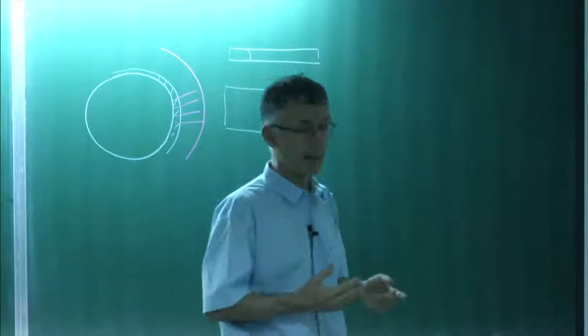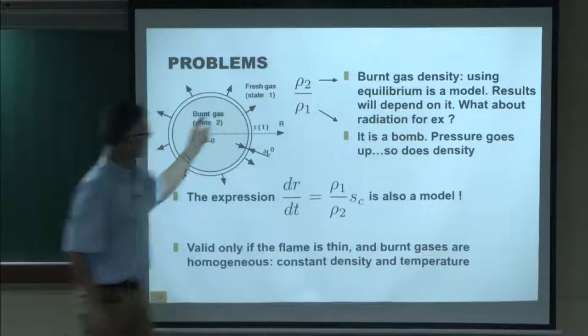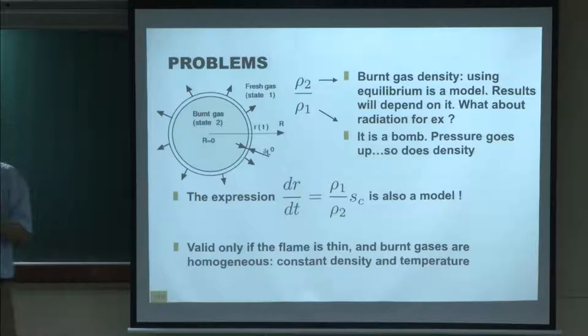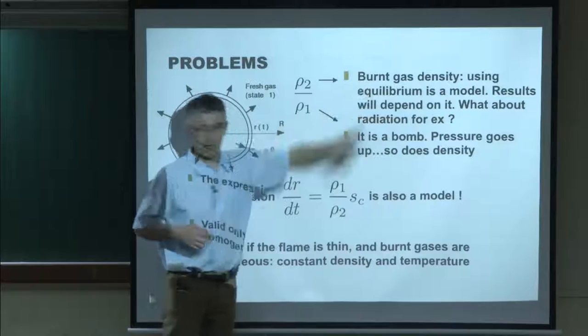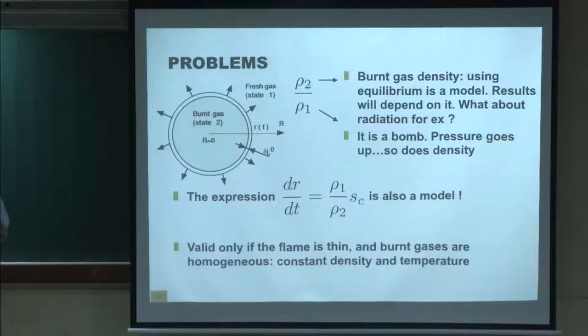But that doesn't work. Why? Well, because the density here in the burned gases in this model has to be homogeneous. In practice, it's not homogeneous. You will see why in a second. The second problem is that if you rely on an equilibrium computation, you rely on another model again. You've seen yesterday, we're going to minimize the Gibbs energy and all that. You may be wrong. It's not really a measurement anymore. It's a mixed result between a measurement and a model. And for example, if this flame is radiating, then it will be colder, rho 2 will be larger, you will not know it. So that's the first problem.